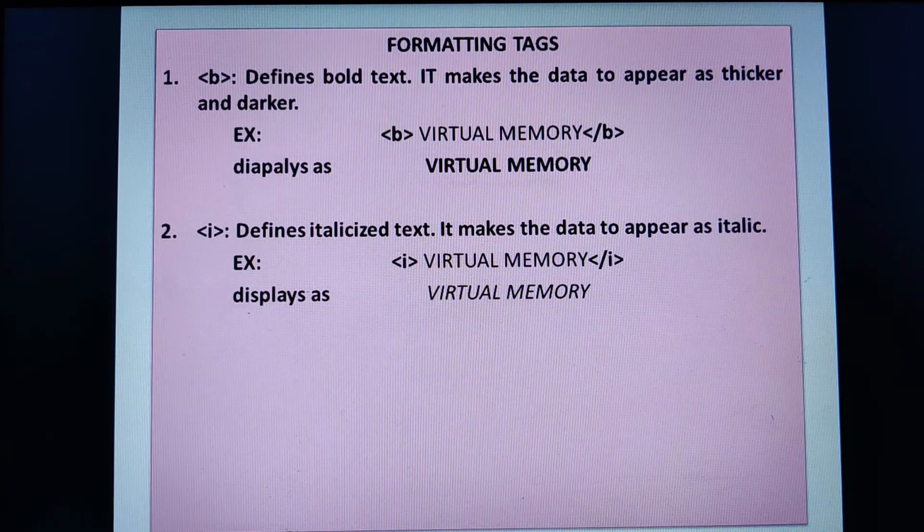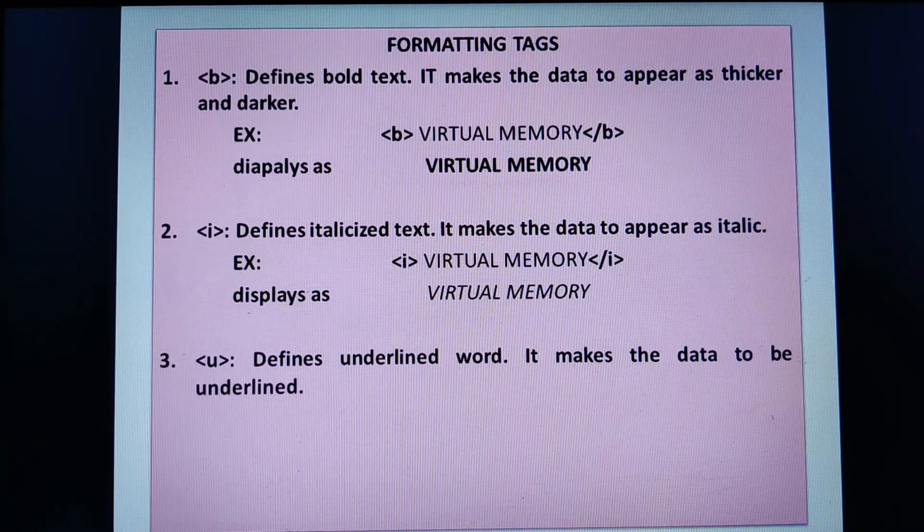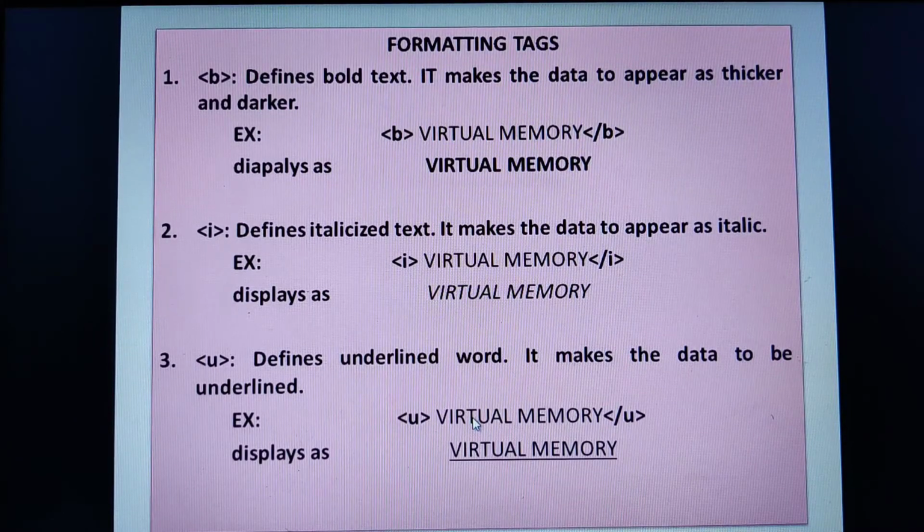Alright. The next we have is the U tag, that stands for underline. That makes the content underlined. Okay, if you want to highlight it, then you can go for the U tag that defines the underlined word. So this is how you are able to get the U tag.